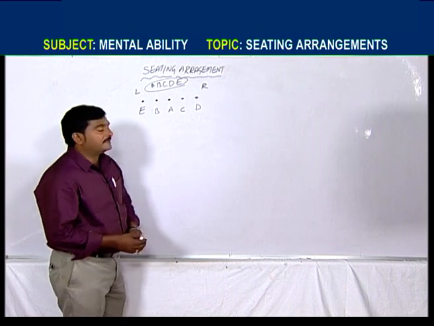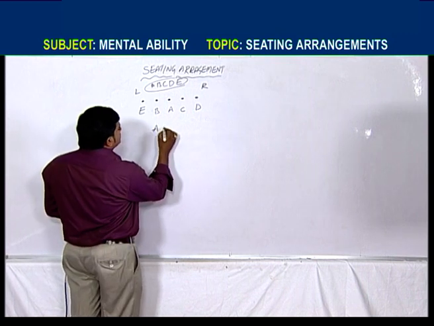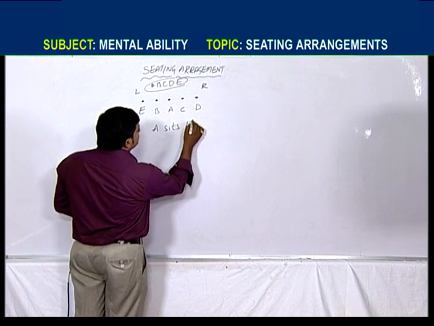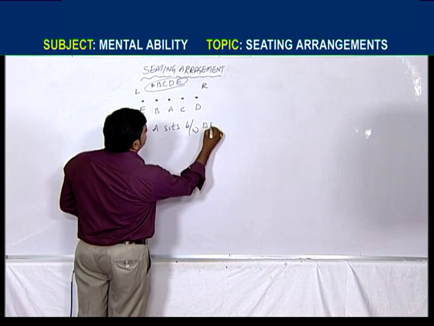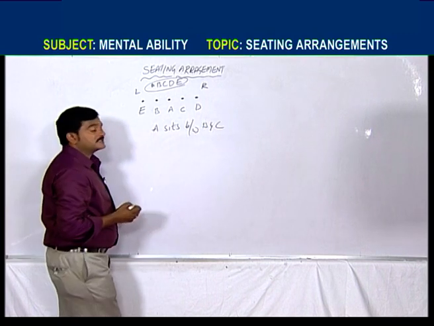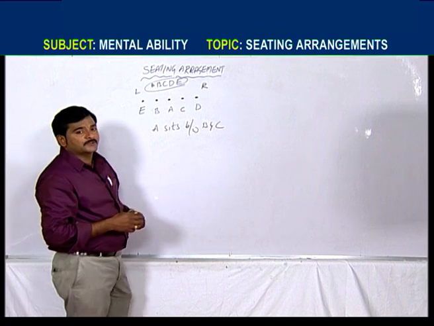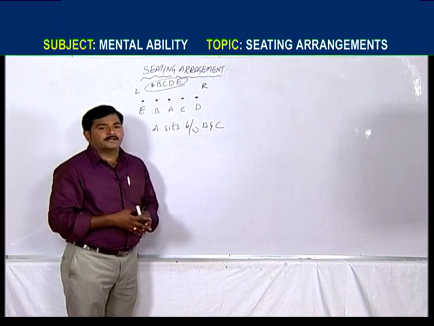Hence there are no options available here. We will take A sits between B and C as our answer. A sits between B and C, we can say. Okay, I hope you understood this model. We will discuss the next question.